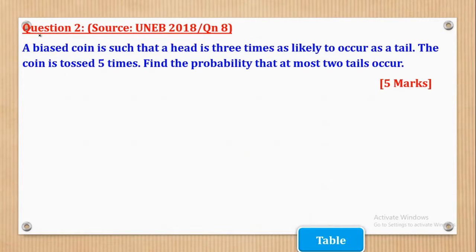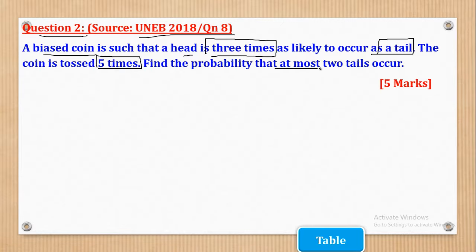Now we shall go to question 2, which came from UNEB 2018 paper 2 question 8, and it says a biased coin is such that a head is 3 times as likely to occur as a tail. The coin is tossed 5 times. Find the probability that at most 2 tails occur.